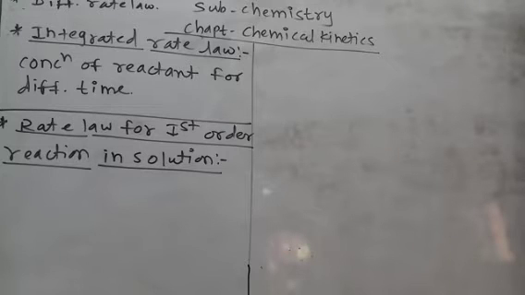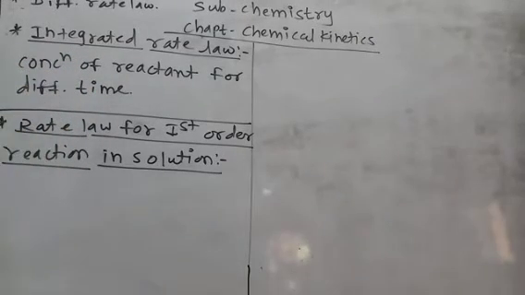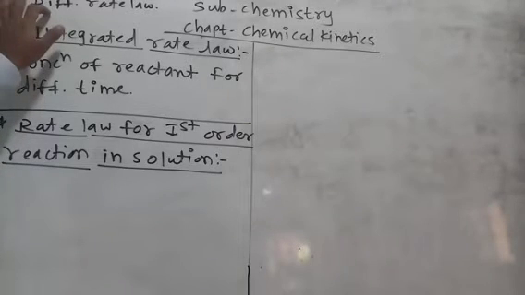The remaining points, or the next point, is the integrated rate law for the reaction. Before that, we have to know the differential rate law of reaction. What is the differential rate law of reaction? The differential rate law of reaction describes how the rate of reaction depends on the concentration of reactant.